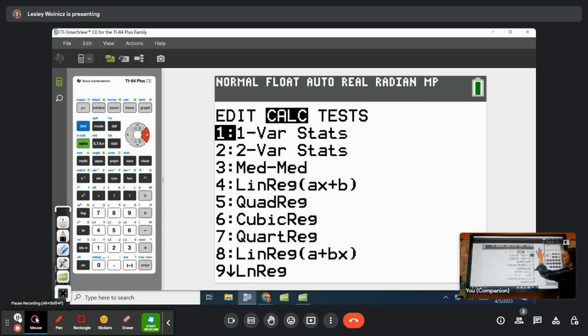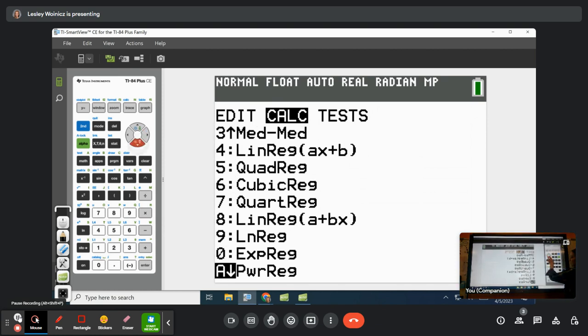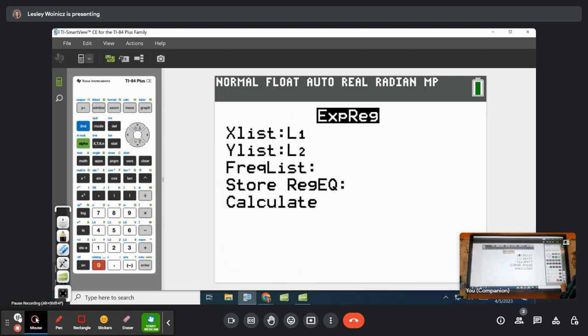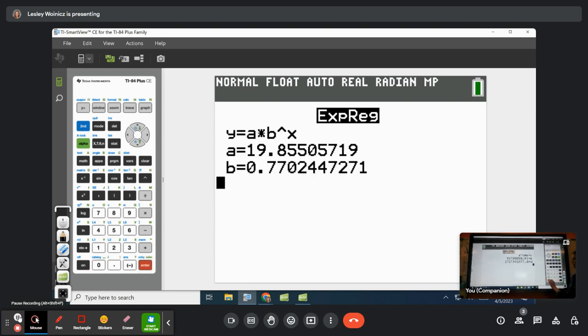And then we're going to look through this menu for the exponential regression option. So I'm just going to go down, down, until I see something that looks like exponential regression. And you should see 0 right here. ExpReg, that's the one we want. So if you can remember it's 0, then you don't have to scroll through the whole menu. You can just hit 0. Okay, hit enter a bunch of times until it calculates for you.